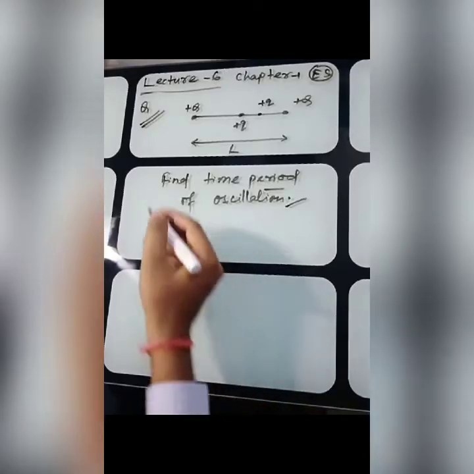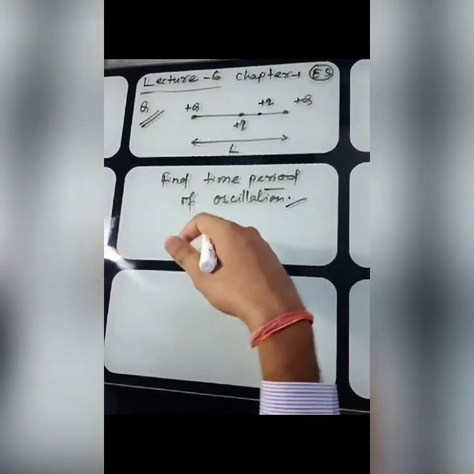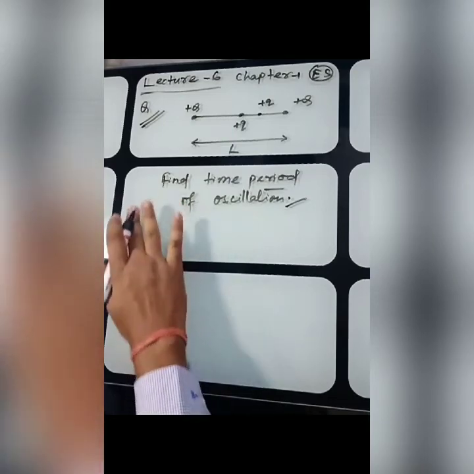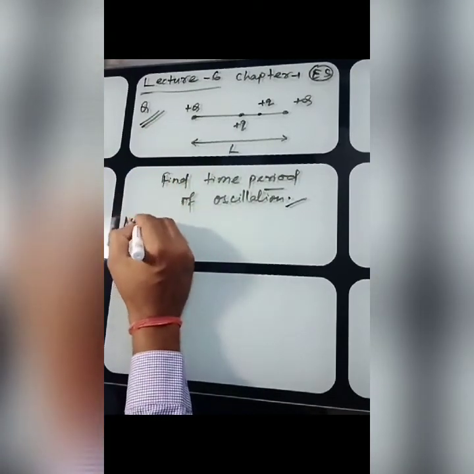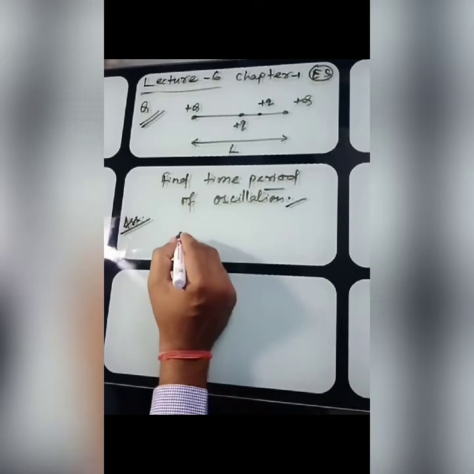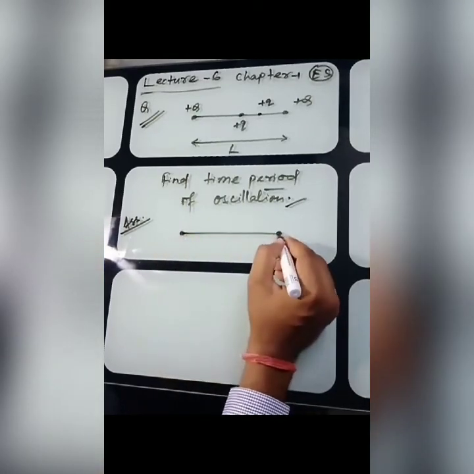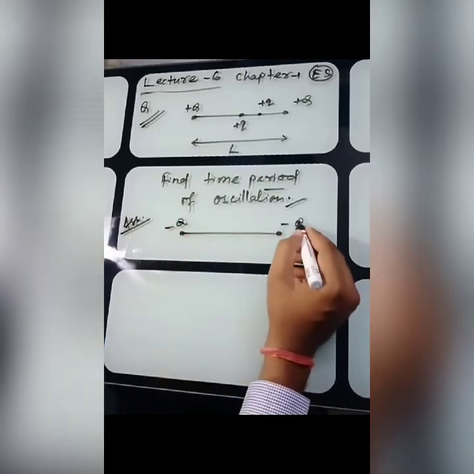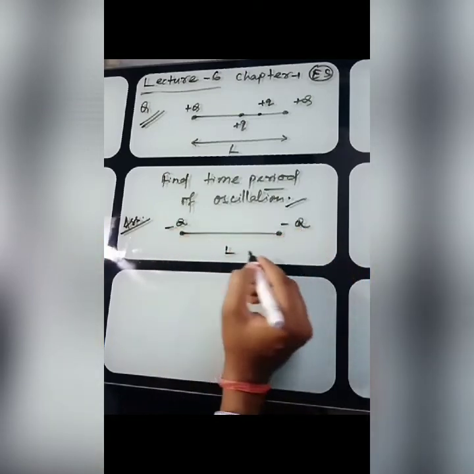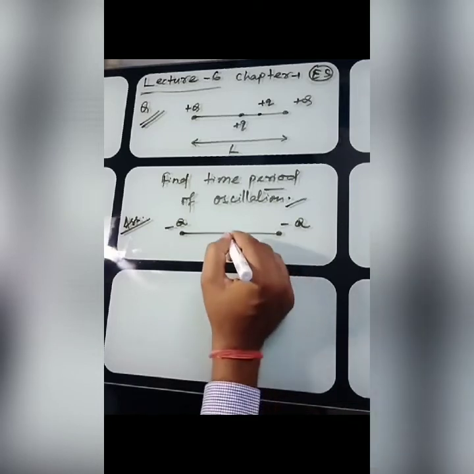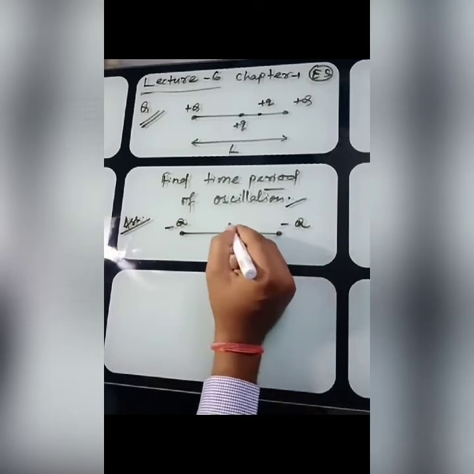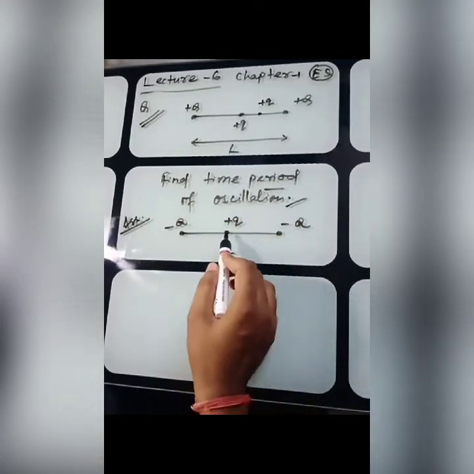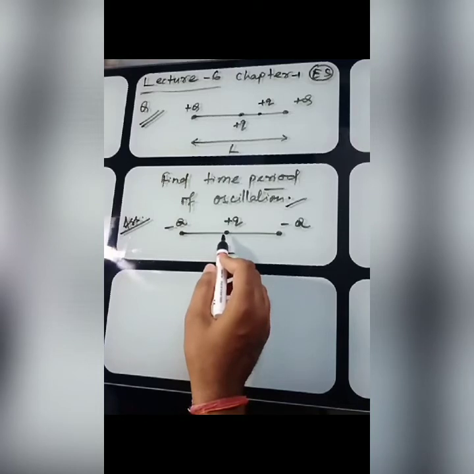Now students, if you are capable of solving this question, for practice you can try another question for your assignment. I'm giving you, suppose it is the same question. Suppose this is minus q and this is also minus q and the separation is L, and we place plus q here. Is this charge in stable or unstable equilibrium?